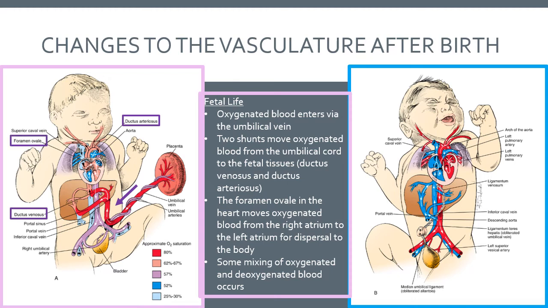Also, there's the foramen ovale, which we talked about in earlier lectures, that gets oxygenated blood from the right atrium to the left atrium, and it's the left atrium that then pumps blood into the left ventricle, and it's the left ventricle that pumps blood out through the aorta to the body. And in the fetal system, you're going to see some mixing of oxygenated and deoxygenated blood. It's not a perfect system. There is some inefficiency there, but it works in a way that it wouldn't work without these shunts in place.